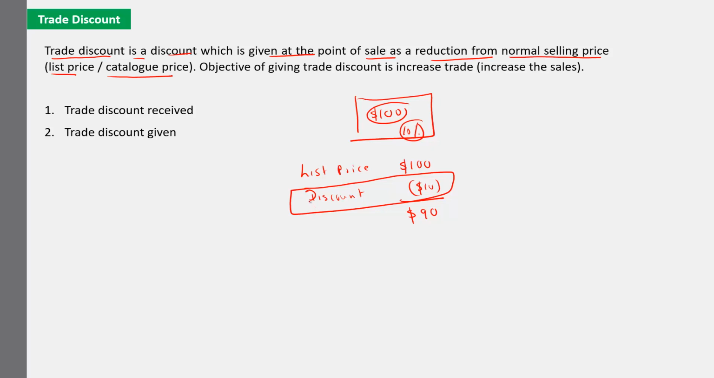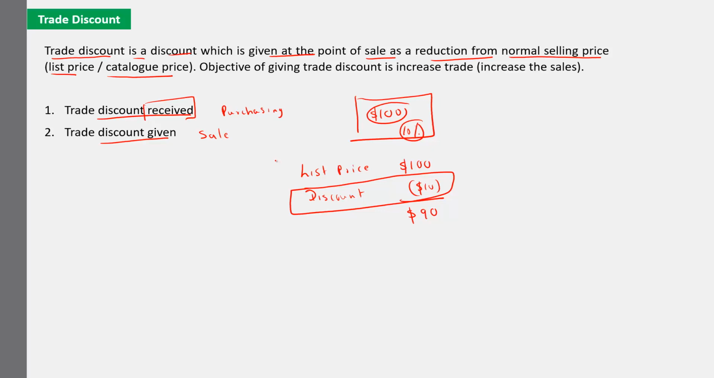Trade discount, actually. If you take the trade discount, there are two types that you should know. One is discount received. Discount received means, when you are purchasing some item, your supplier will give you some discount, right? So that is discount received. And you should know how to account for trade discount given also. Sometimes when you are selling your product to your customers, you will give them a discount. So that is trade discount given.